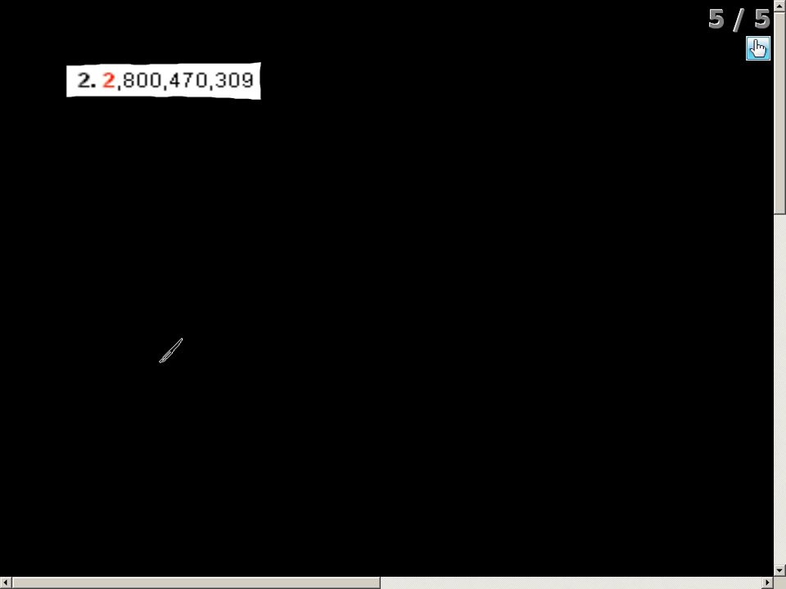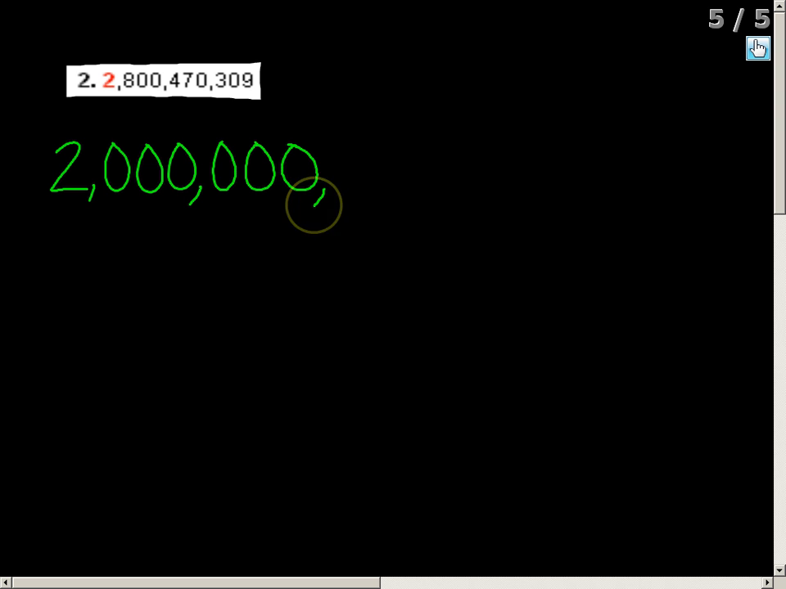Okay, so we want to start out with our first digit, which is a 2. So we'll write 2 down. We're also going to try to figure out the value of that red digit. So we'll write out our 2 down, and then after that we're going to change all the digits to zeros. So we'll change the 8 to a 0 and the rest of the digits to 0 as well. And what this is doing is just showing us the value of each digit in the number.